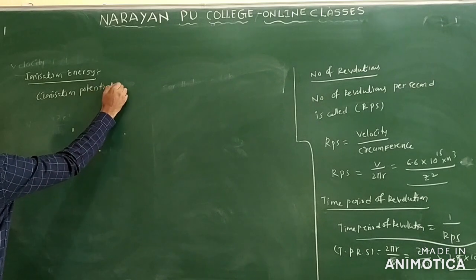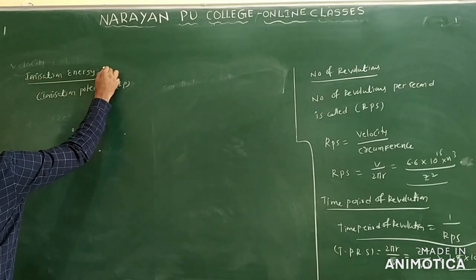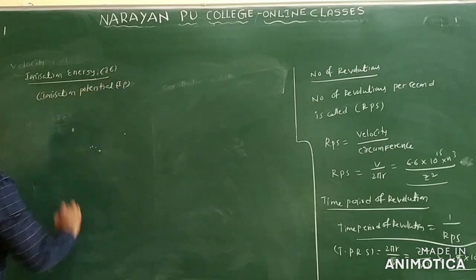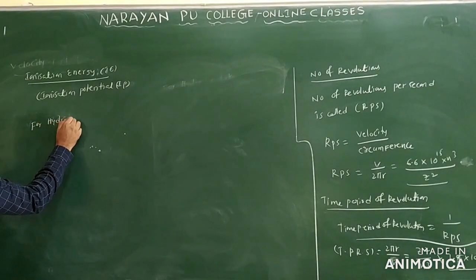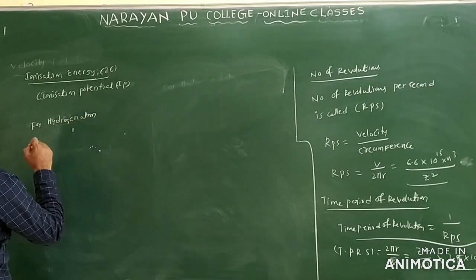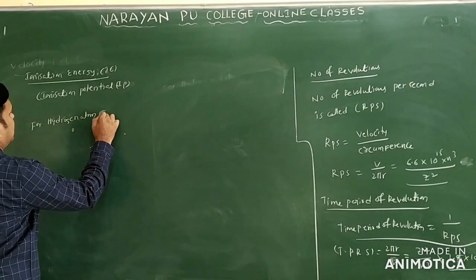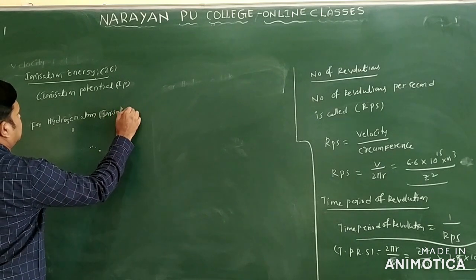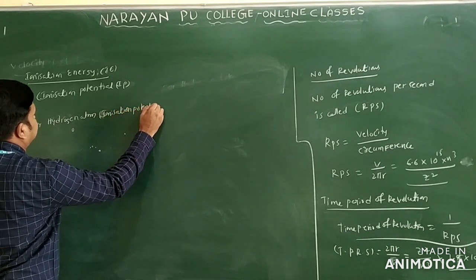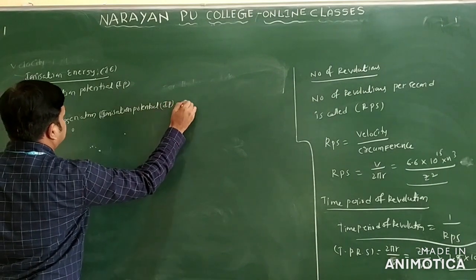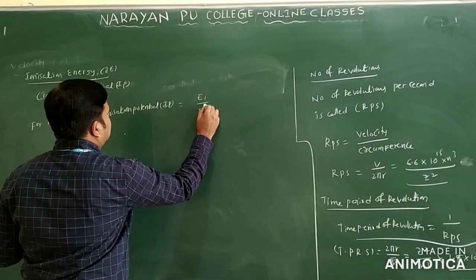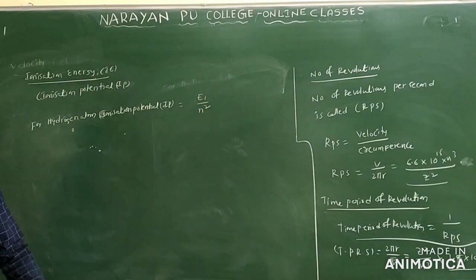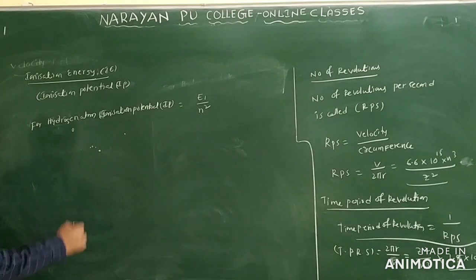Ionization potential, simply you write IP, or IE1, ionization potential or ionization energy, for the hydrogen atom. IP is equal to E1 by n square only. E means energy here. Now you can take the energy of the first orbit.